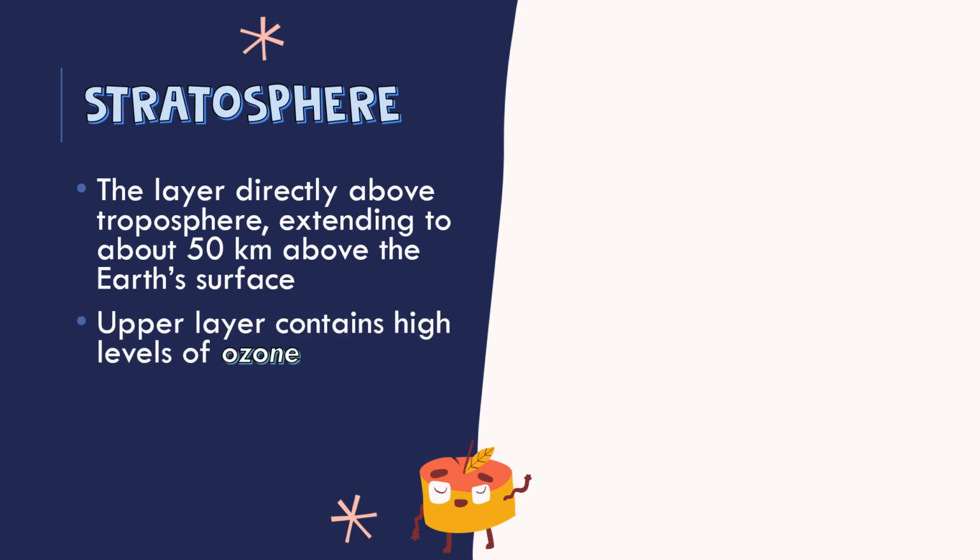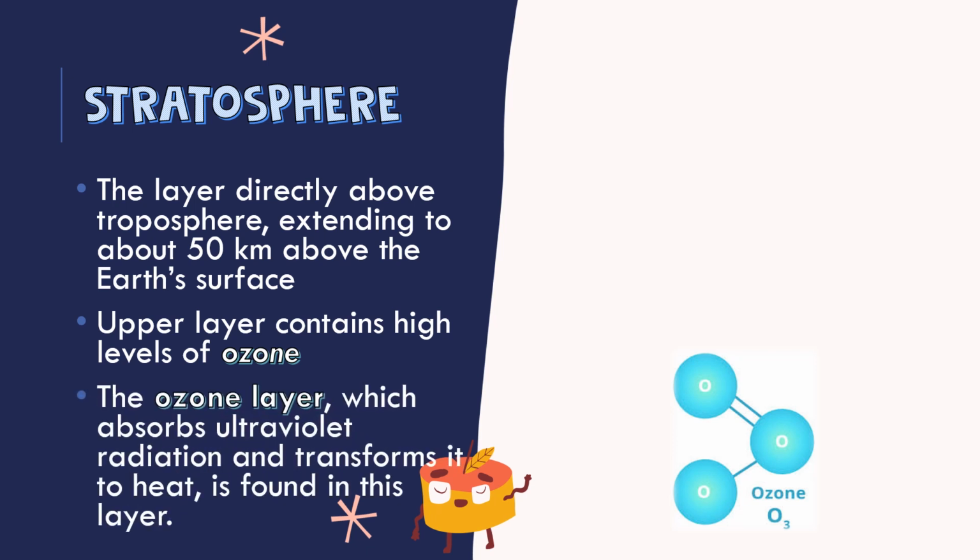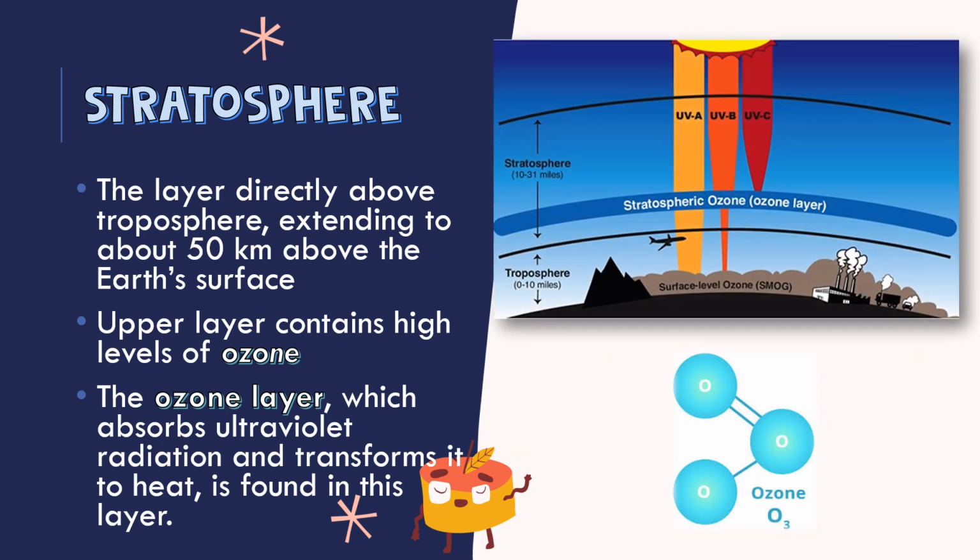The upper layer of the stratosphere contains high levels of ozone. Ozone is an unstable bluish gas composed of 3 atoms of oxygen. The ozone gas makes up the ozone layer, which is vital to Earth. This is because the ozone layer absorbs ultraviolet rays and transforms it to heat.